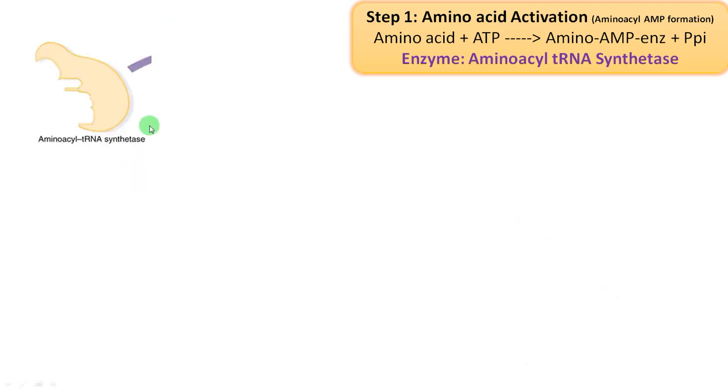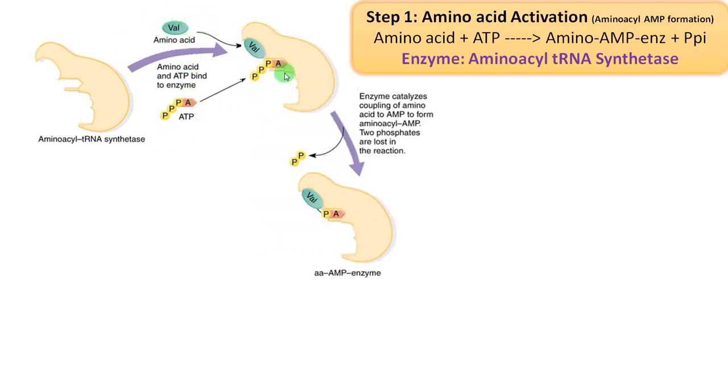So this is aminoacyl tRNA synthetase, the enzyme. There is an amino acid valine, then ATP. So this enzyme joins this valine with ATP, forming amino acid AMP or aminoacyl AMP with the release of 2 phosphates, or pyrophosphate. So 2 phosphates are lost during this reaction or during this phosphorylation.